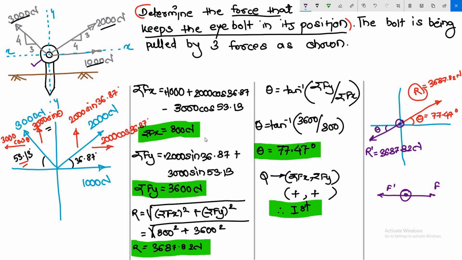Okay, so that was all regarding this equilibrium problem. I hope you got the problem correctly.